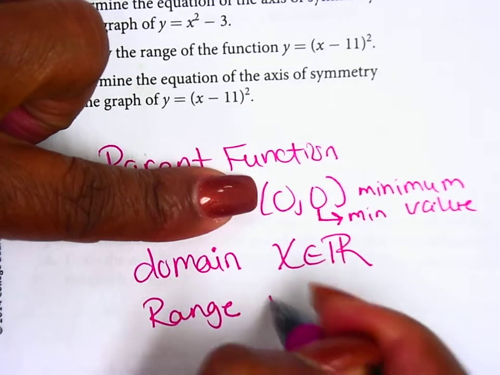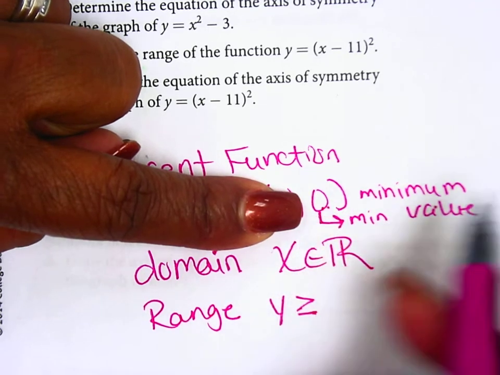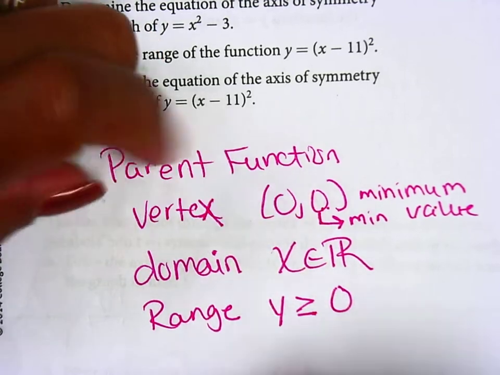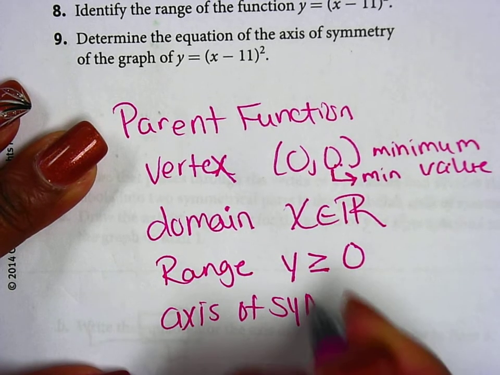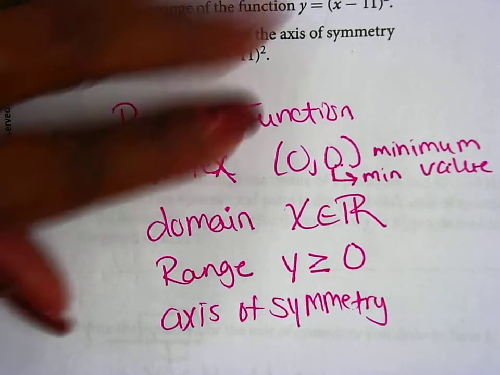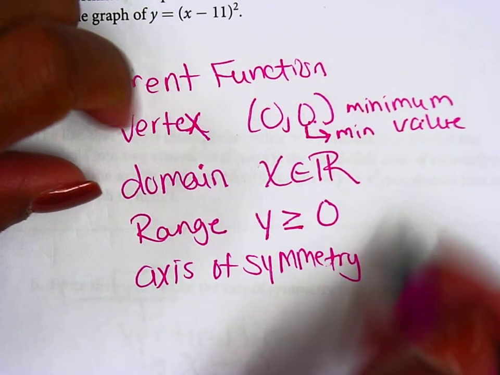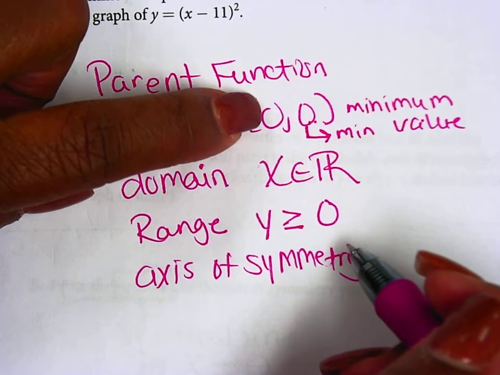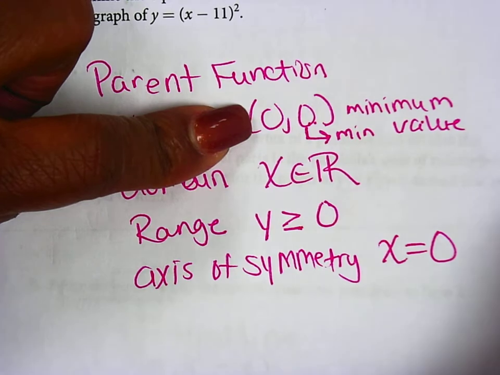The range, since it's a minimum, is going to be y is greater than or equal to whatever the y value is in the vertex. In this case, the y value in the vertex is 0, so it'll be y is greater than or equal to 0. The axis of symmetry for the parent function is x equals 0. For any quadratic function, the axis of symmetry is the x value of the vertex. So it's going to be x equals 0. That will be that vertical line.